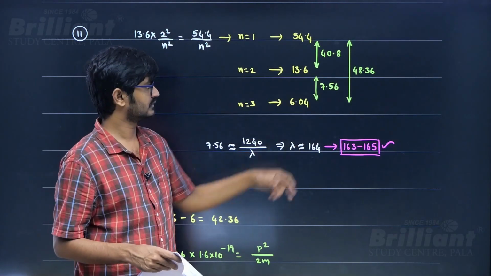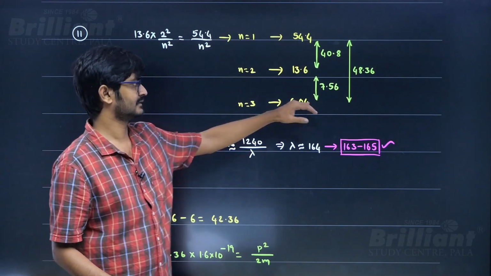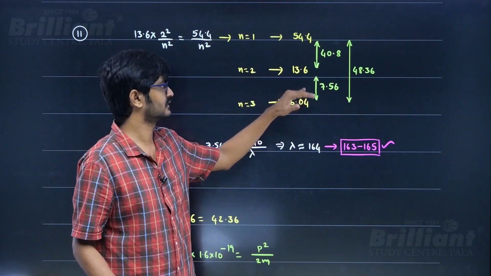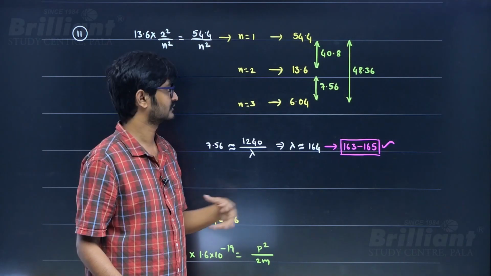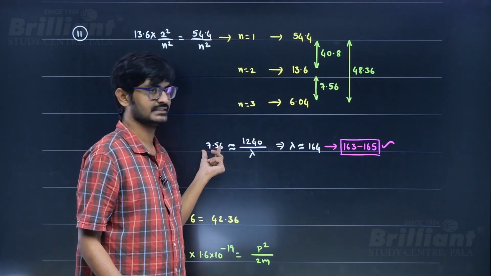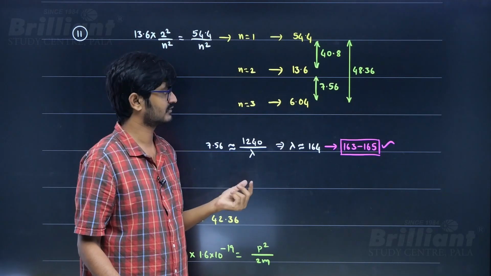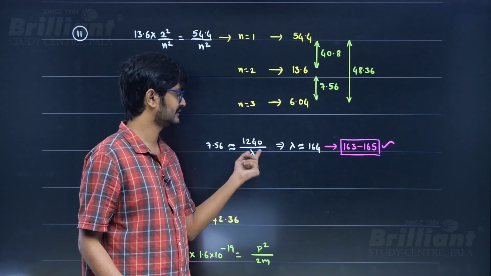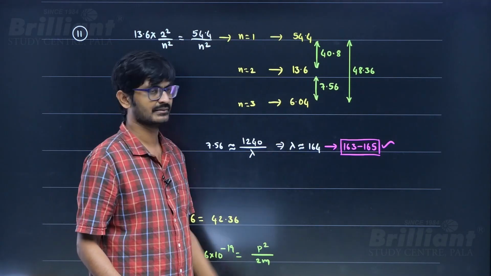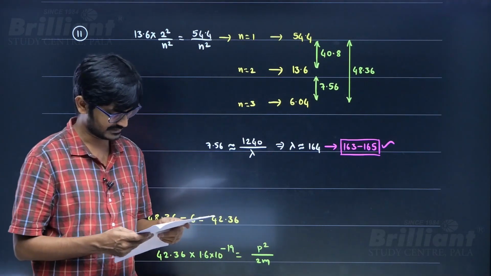So when there is an energy gap, when it goes from n equals 3 to n equals 2, what is the wavelength of the photon emitted? So what is the energy of the photon? 7.56 electron volt. So that is hc by lambda, where hc is 1240 when lambda is in nanometers, right? So from there we will be getting lambda approximately 164 nanometers.